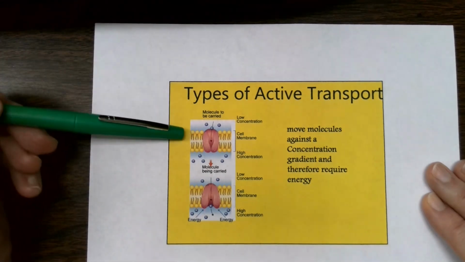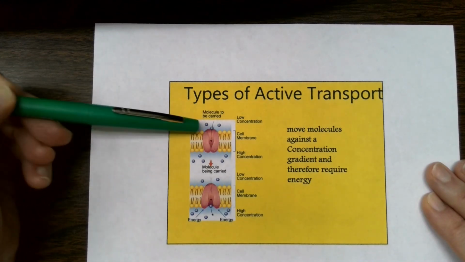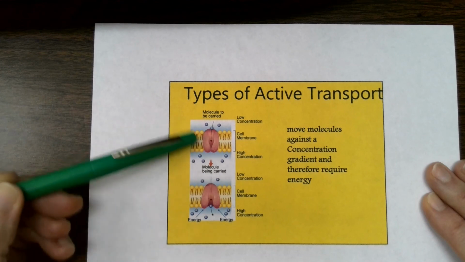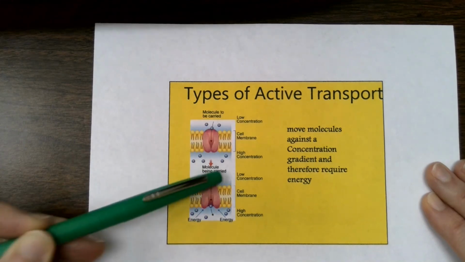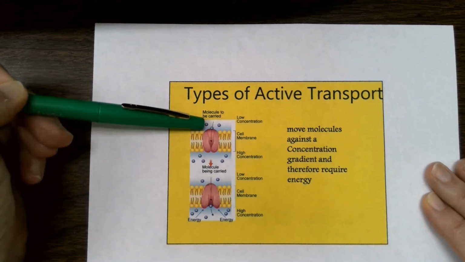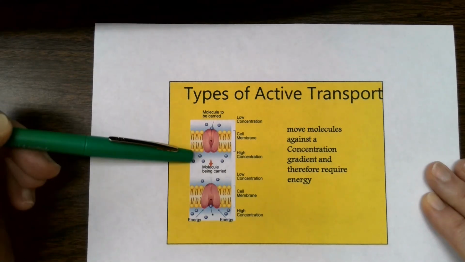Okay, so if we look at this picture, you've got a molecule that needs to cross the membrane. It's kind of shown on either side. This is like the before up here, and then this is the after down here. Okay, so it's in low concentration on top of the protein. It's in high concentration beneath it. Okay, but it needs to move from low to high, right?